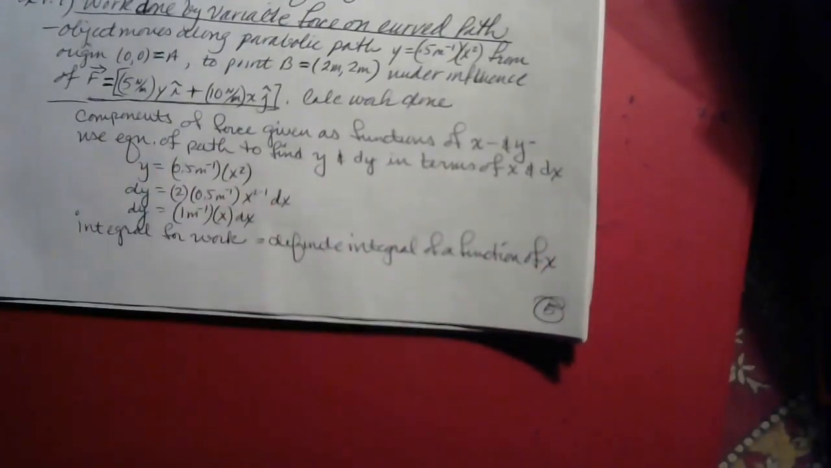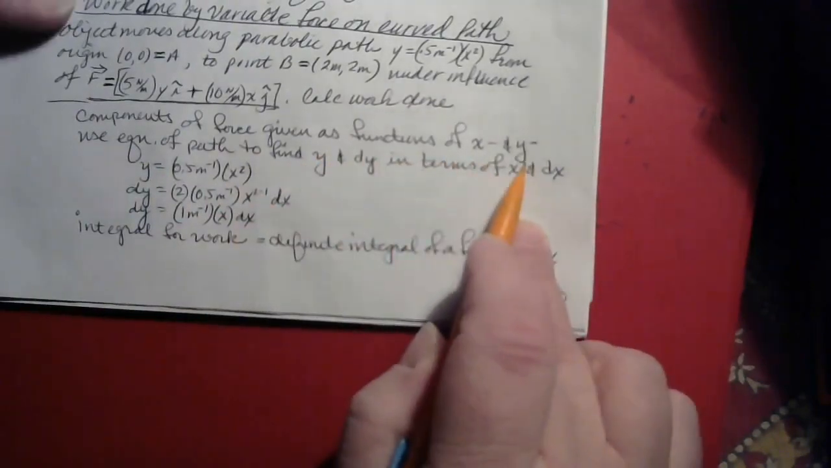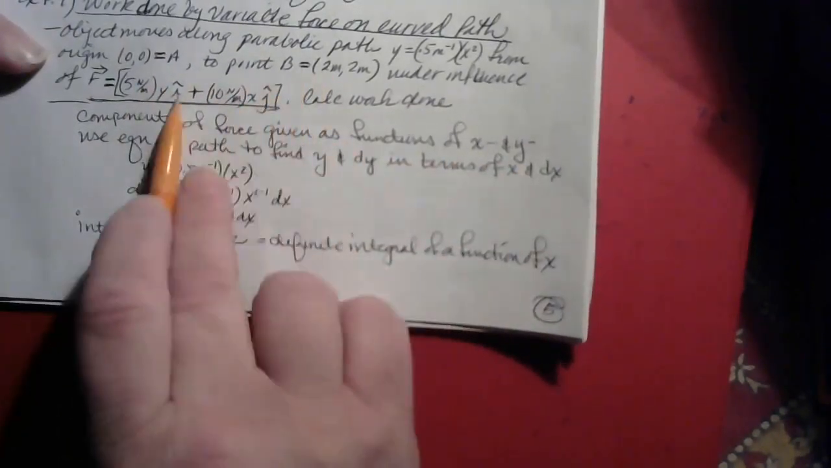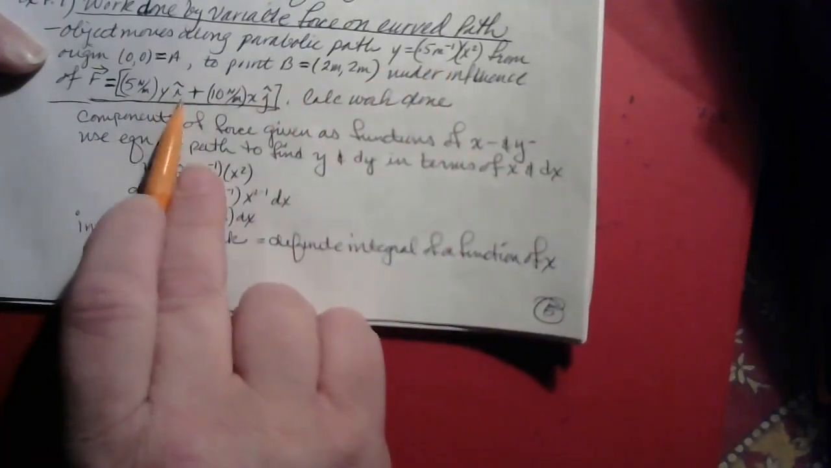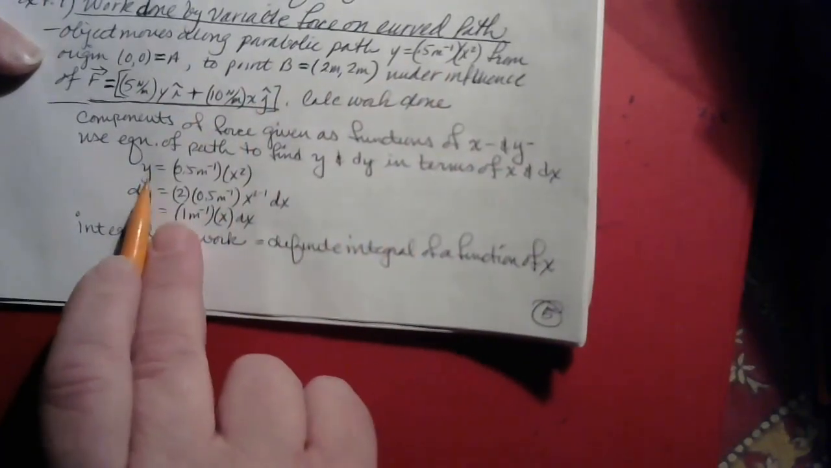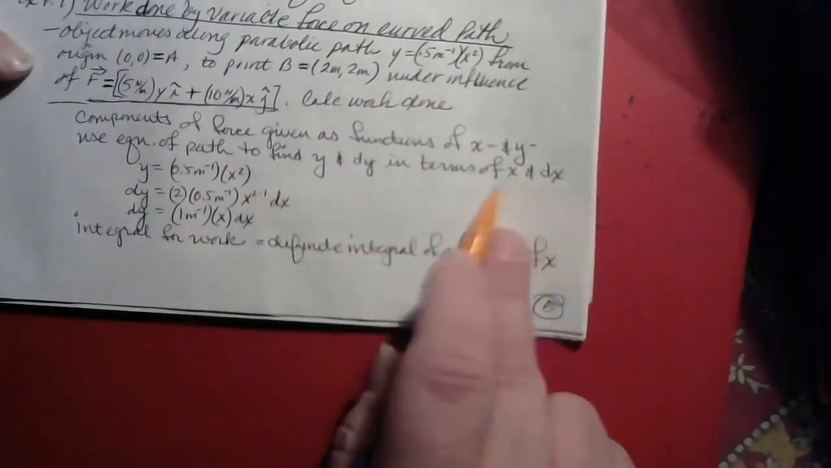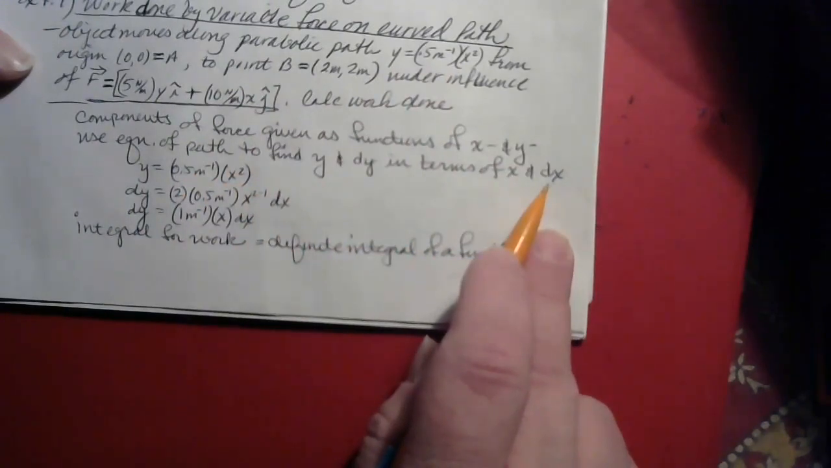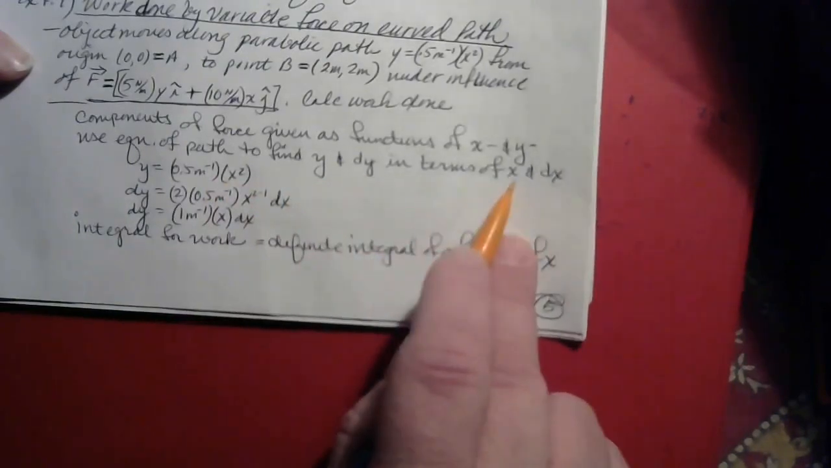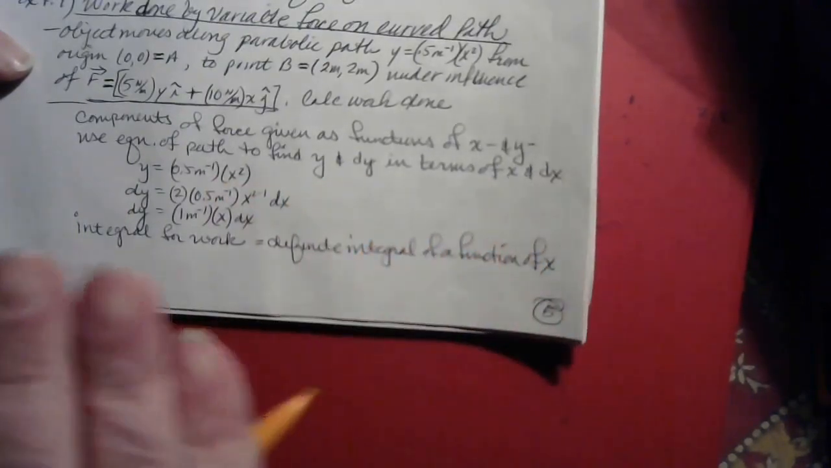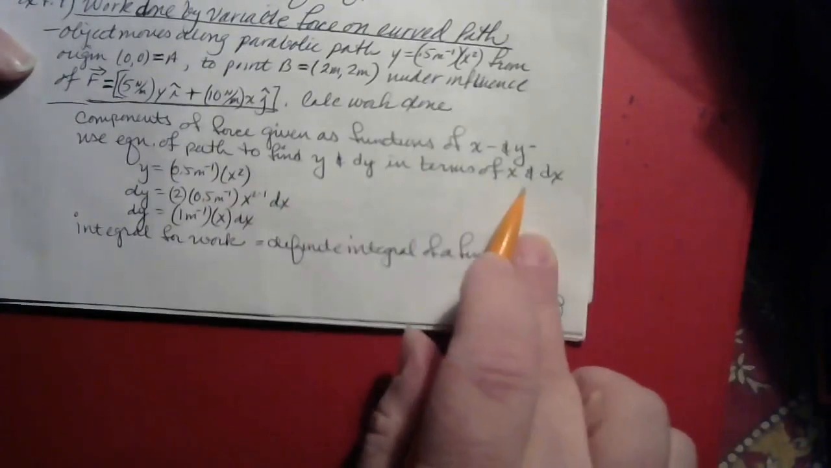Okay, so first what we have to do is notice that the components of the force are given as functions of x and y. And so what we want to do is basically use the path equation to find y and dy in terms of x and dx. You could do it in the other way also. You could find x and dx in terms of y and dy, but as it turns out, doing it that way gets quite a bit more complicated. And so we won't do it that way. We'll do it this way.